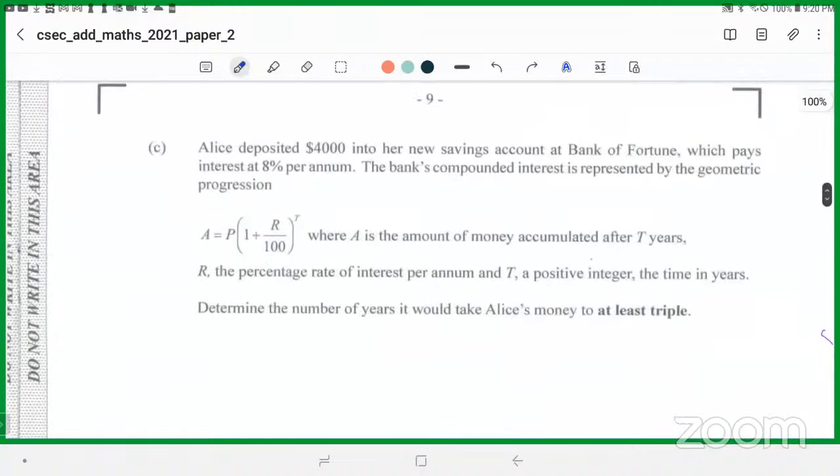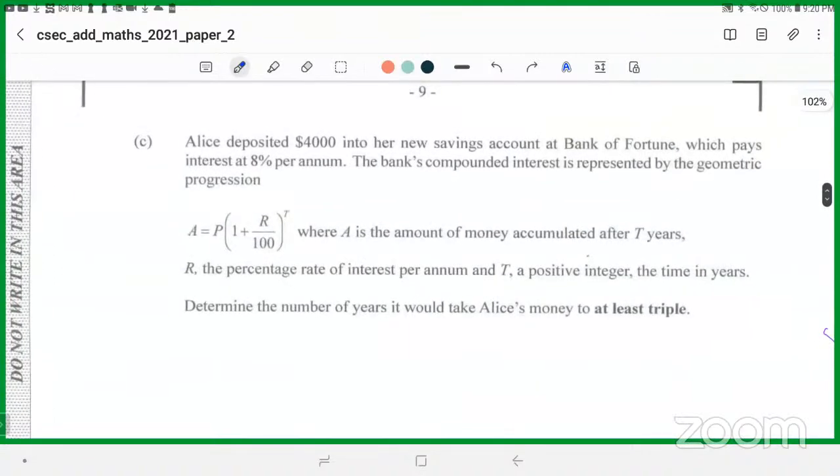This one. So it says Alice deposited $4,000 into her new savings account at Bank of Fortune, which pays interest of 8% per annum. The bank's compound interest is represented by the geometric progression, where A is the amount accumulated. That is inclusive of the principal and the interest, because it's growing at 8%.